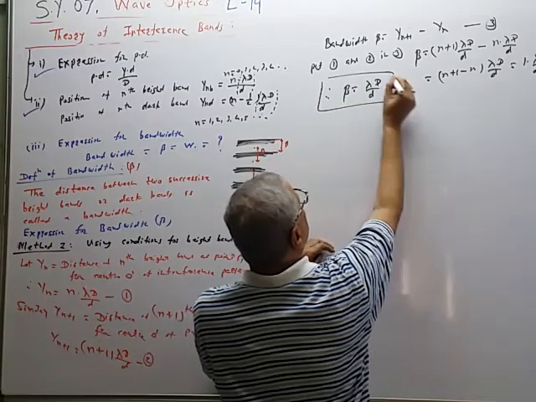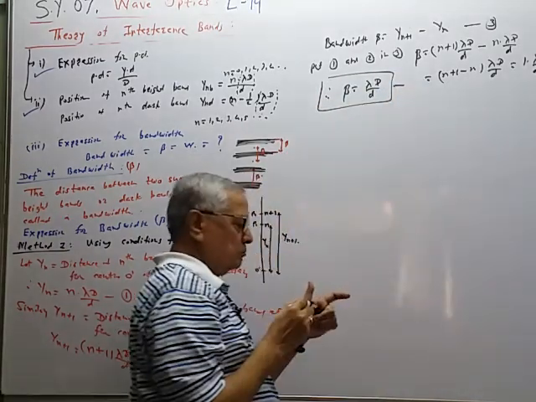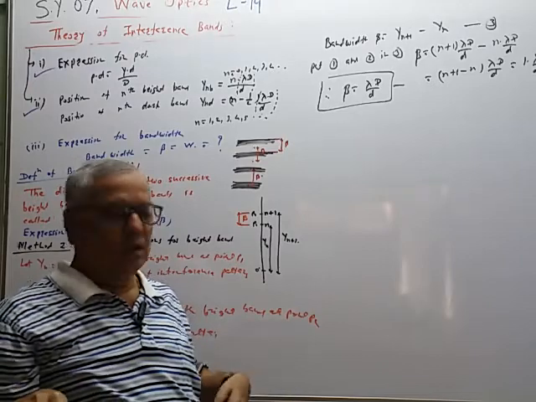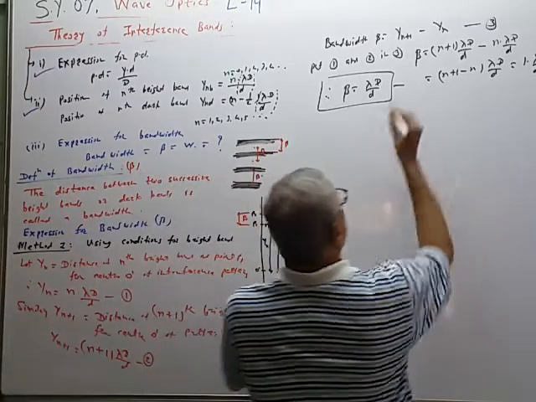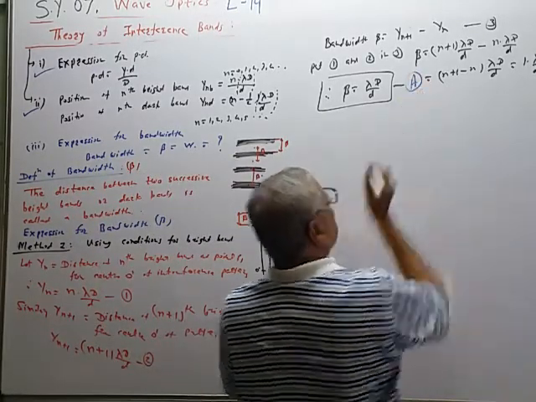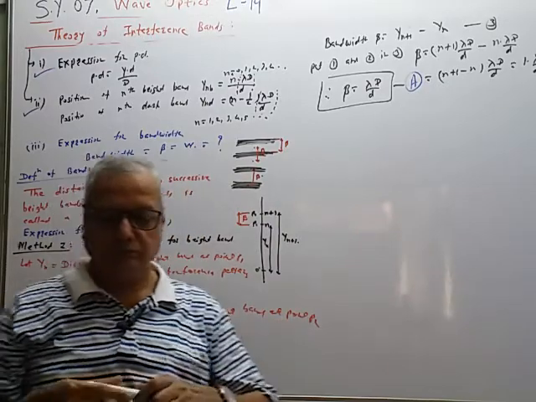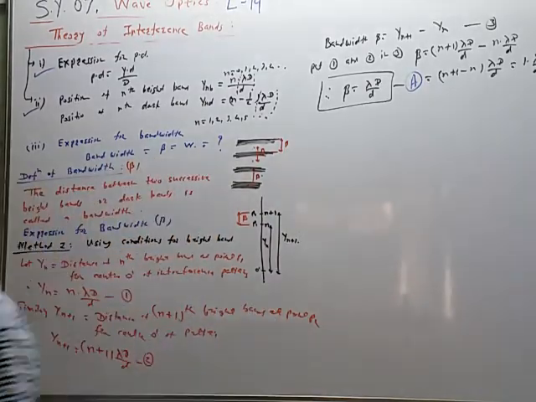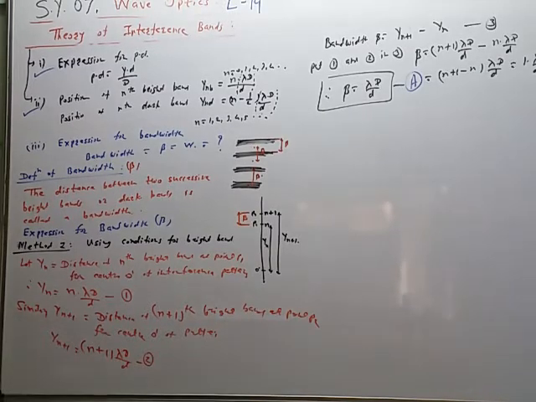So this is the expression for the bandwidth using the condition of the bright band. So this is equation capital E.